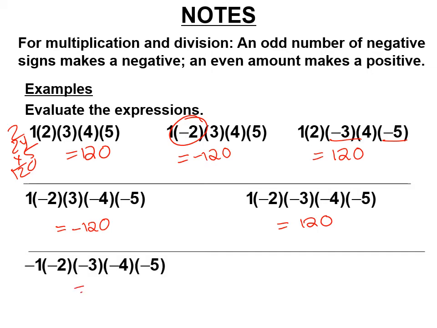And 5 of them make negative 120. Right? Where else is it going to go? There's only two choices, positive or negative, in these problems. Now, I would like you to realize what the pattern is. It says it in the notes, right?